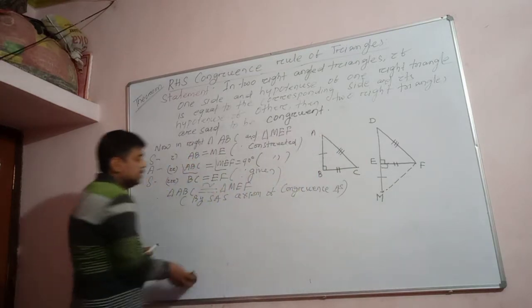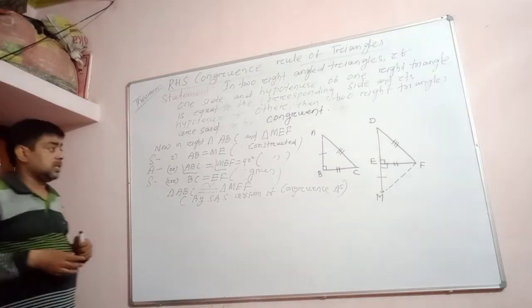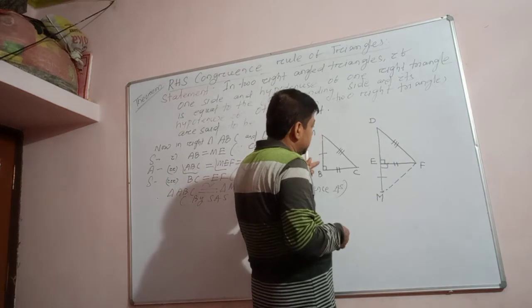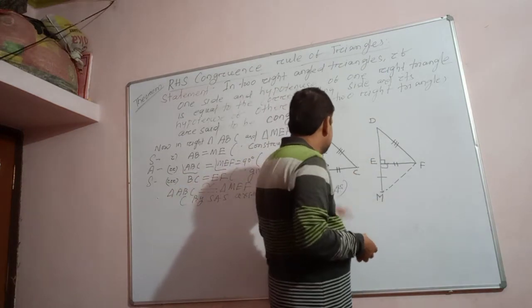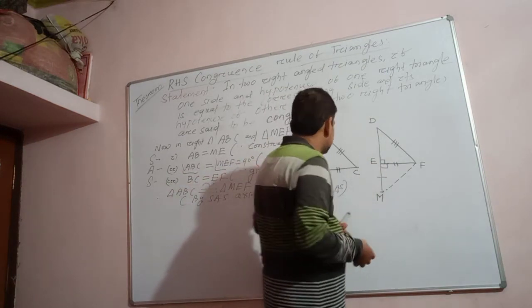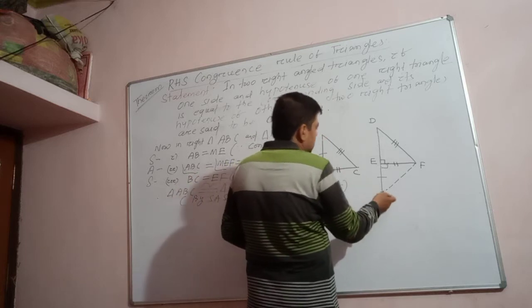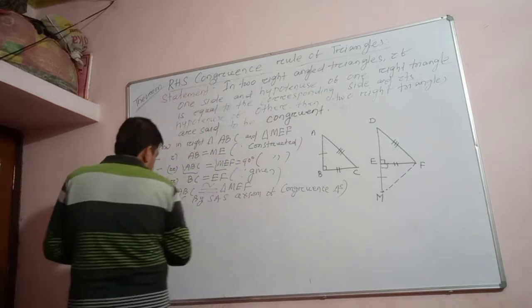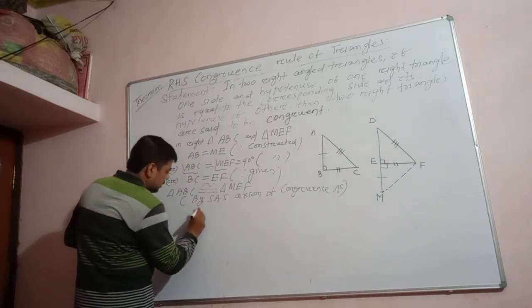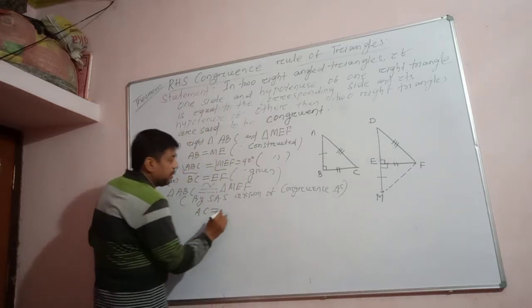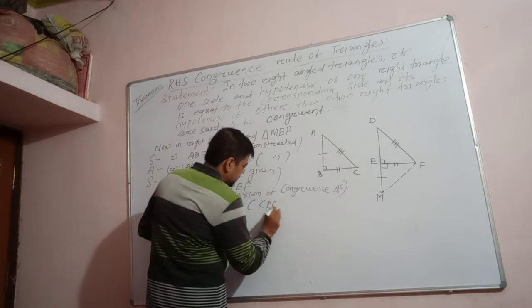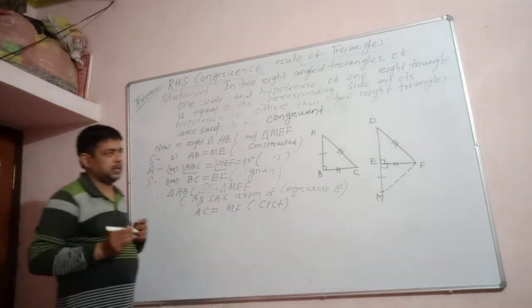Since triangle ABC is congruent to triangle MEF, with AB equal to ME and BC equal to EF, naturally AC will be equal to MF. Yes or no? So AC is equal to MF by CPCT, corresponding parts of congruent triangles.